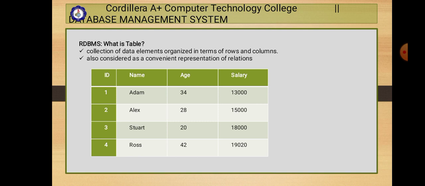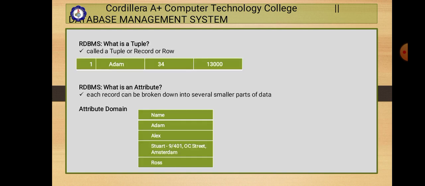So, what is an attribute? That's the example of a tuple: 1, Adam, 34, and 13,000. Now we also have here what is an attribute, along with the attribute domain. A table consists of several records or rows. Each record can be broken down into several smaller parts of data, which we call attributes.